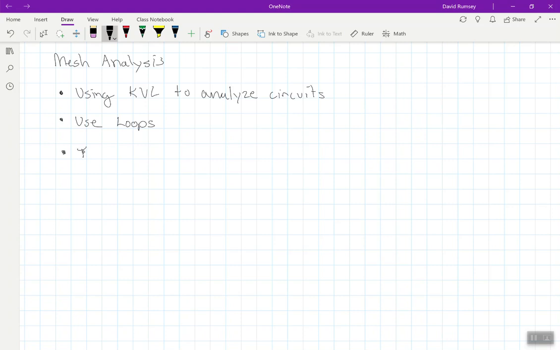Now, this is typically used to find currents. Now again, that doesn't mean it's the only way you would use mesh analysis is to find currents. Sometimes you would use it to find a voltage, but typically we use it to find currents. So let's look at a simple example here just to get our feet wet on mesh analysis here.